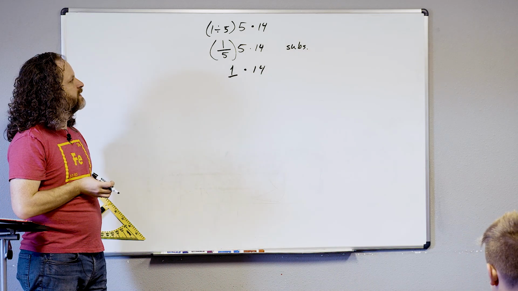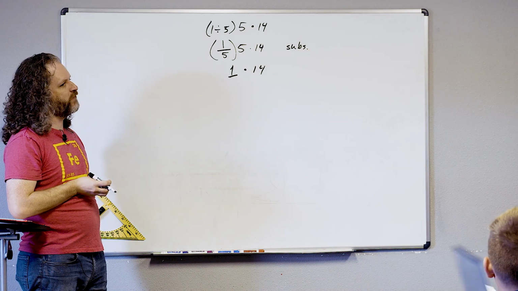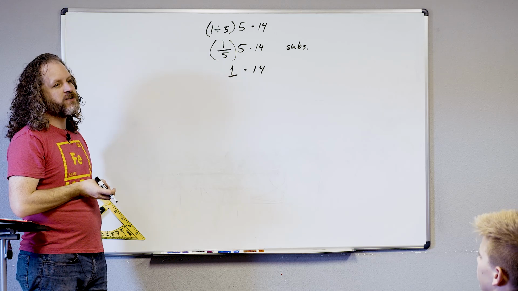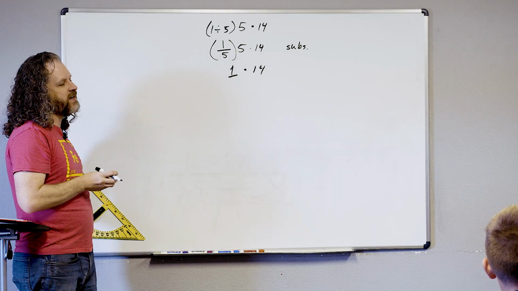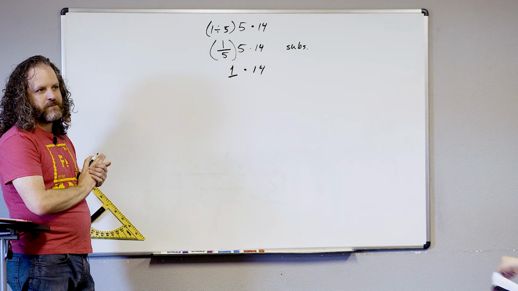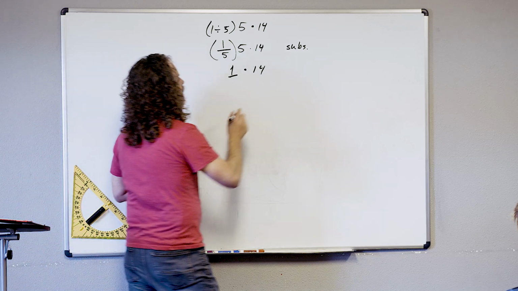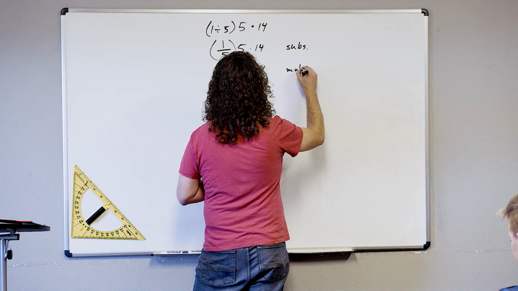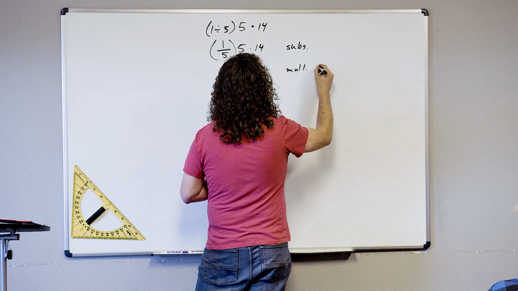Multiplicative identity. That's exactly right. Well, no, it's almost right. Multiplicative inverse. Remember, inverse is the one that cancels. Identity is the one that makes it stay the same. Yeah. So the multiplicative inverse.